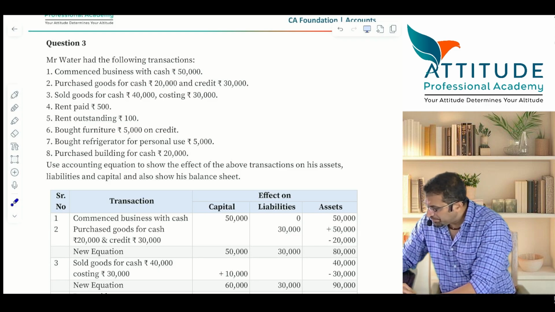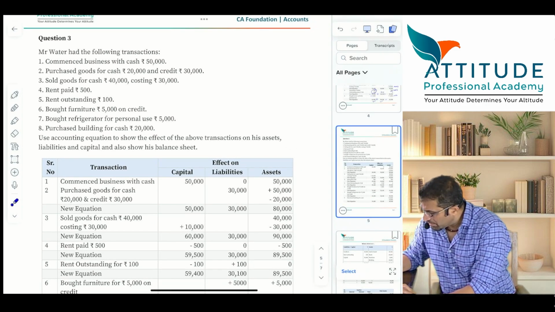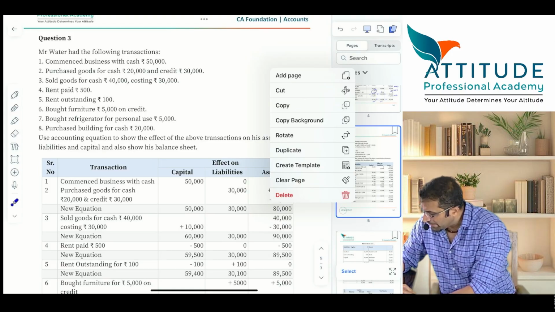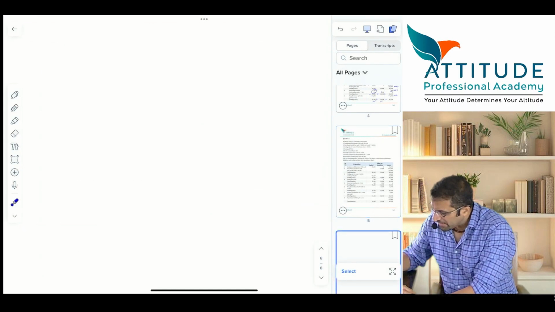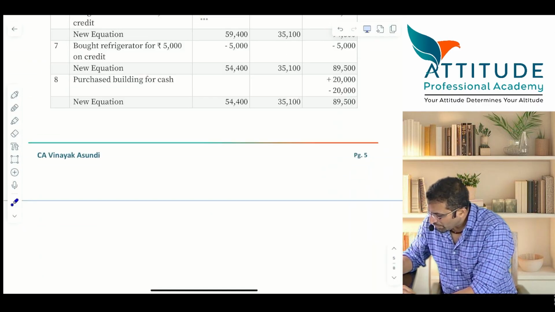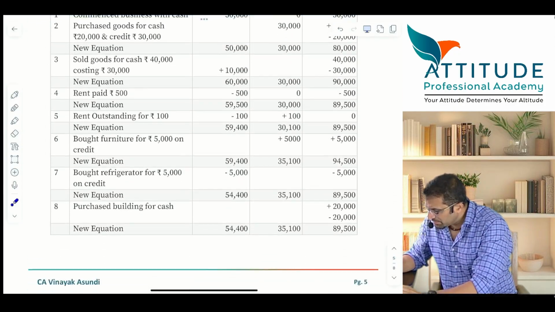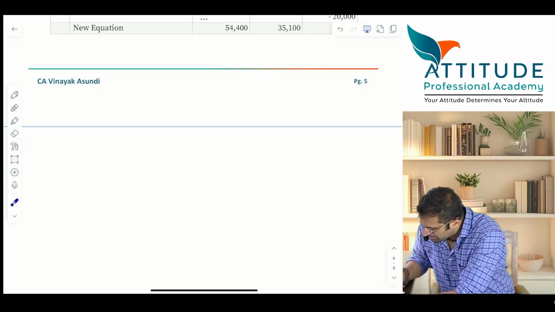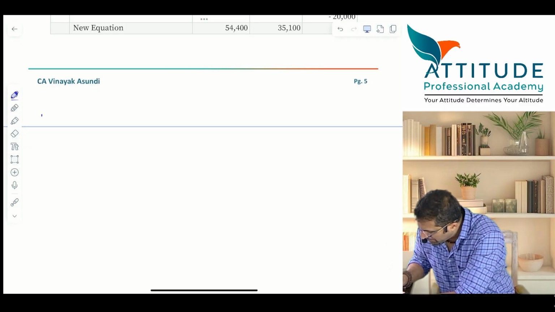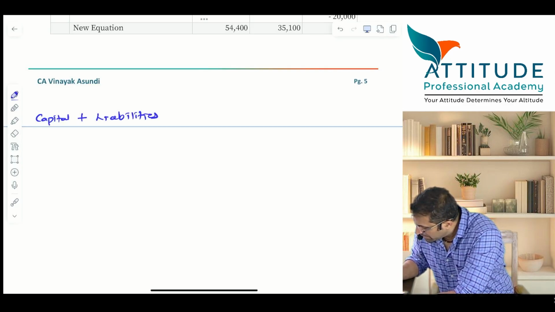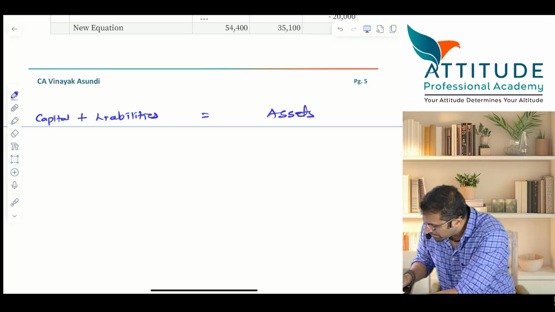We will do it together. Okay? Please take out a book. Will not look at the answer. So I'll give you the answer here. Capital plus liabilities is equal to what? Assets. Okay?